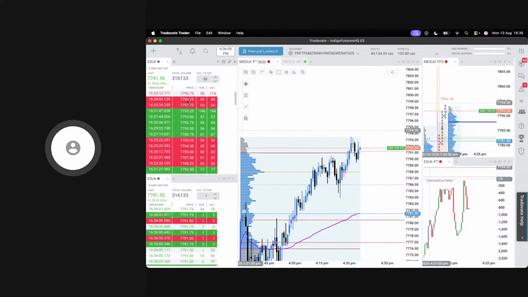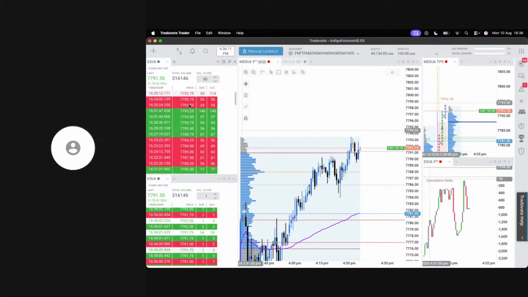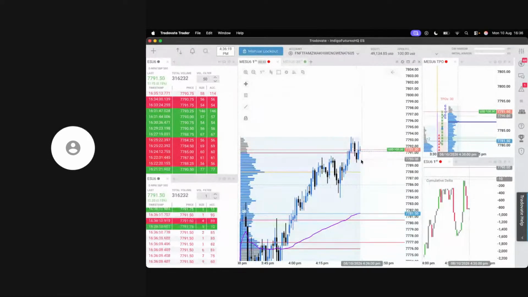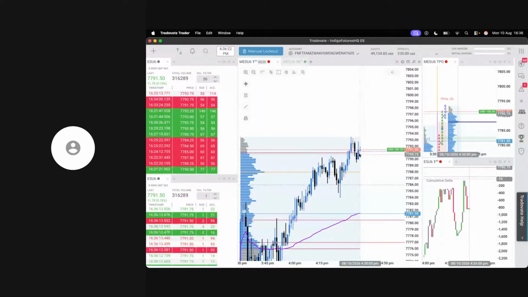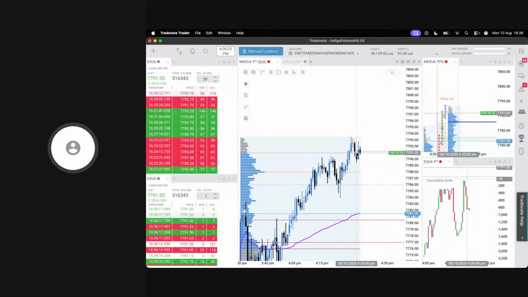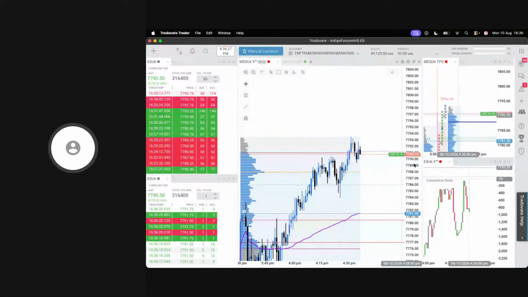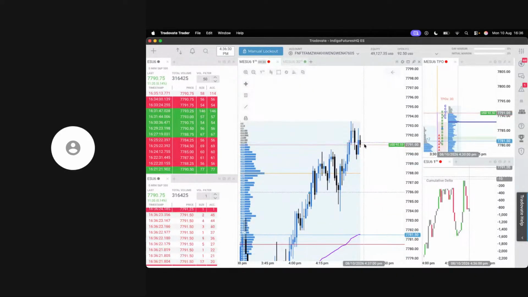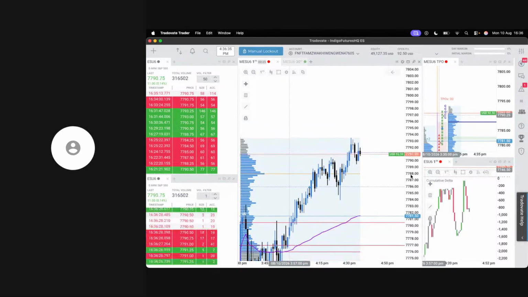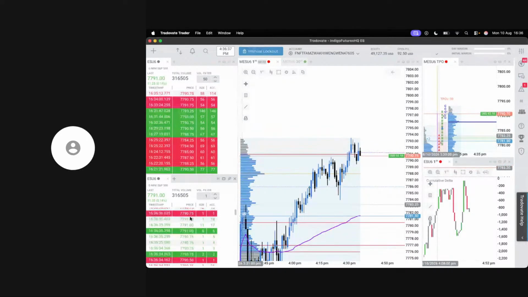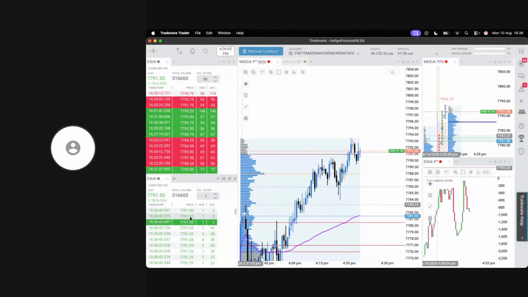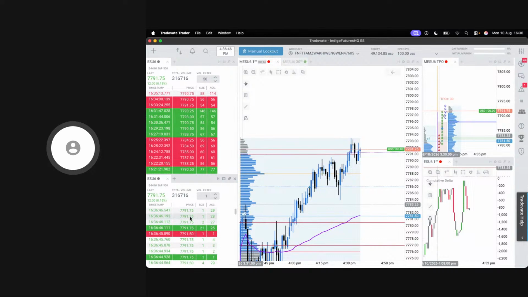See, we did print below 91.25, right? 90.75, 114 accumulated at 90.75, and that's around the developing value area high. So, okay, 91.25, 91.50, 75 again.